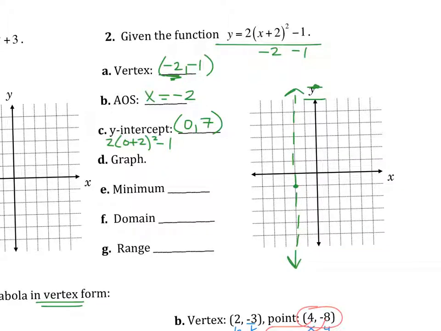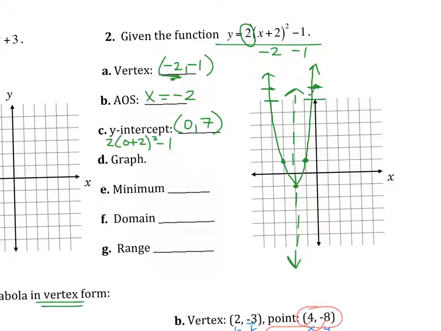What's a good number to plug in or a good point to find right now? If you plug in a -1, that would be good. Because you have 2, you can actually go up 2 over 1. It should be -1, 1. And then reflect it. If you want to reflect it over here, it would be right there. So your graph would look like this.